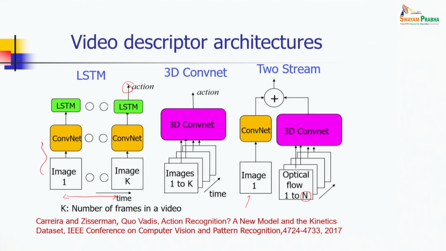So only the first frame is used for representing the feature for the spatial context, but for the next N frames, from 1 to N, it is optical flow, and the two streams are concatenated. That represents the video from 1 to N. So if there are K frames in total, there would be K by N such partitions. Usually K should be divisible by N, in all practical purposes.